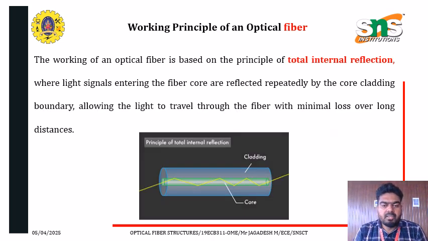Now the working principle of optical fiber. It works on the principle of total internal reflection. Total internal reflection means the light signal entering the fiber core is reflected repeatedly by the core-cladding boundary, allowing the light to travel through the fiber with minimal loss over long distances. You can see in this image a fiber optic where the outer part, as I already said, is the cladding, and the inner green pipe-shaped part is the core. The yellow color is the light, which gets reflected in the core part and finally reaches the destination point. This is called total internal reflection, and optical fiber communication works on this basic principle.